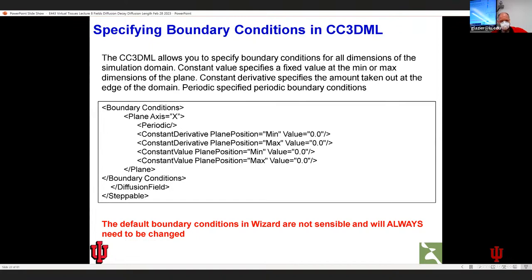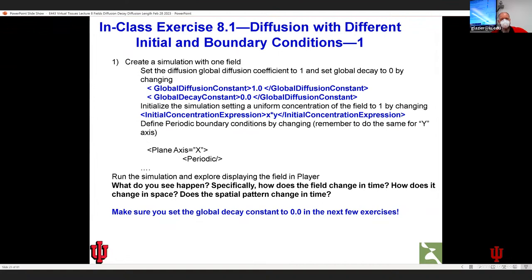So our first exercise is, I'd like people to go into Wizard, and I will have people do this a little bit on their own for a few minutes, and then I'll do it along with you. Create a simulation with a single field. Set the global diffusion coefficient to 1. Set the global decay coefficient to 0 by changing those two lines.